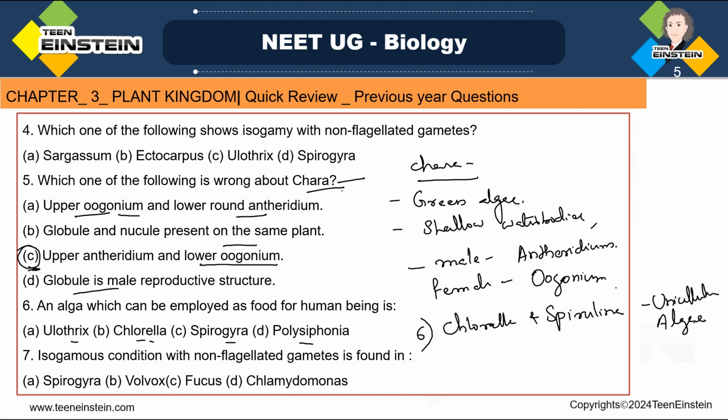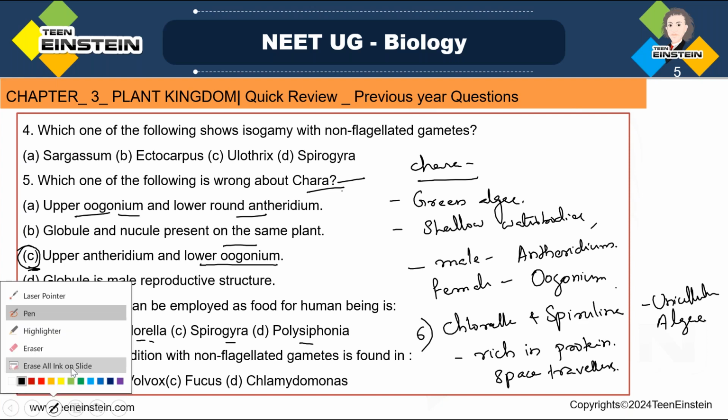And these algae are rich in protein. Okay, so they are proteinaceous, and they are used as a food supplement for space travelers. Space travelers are using this as a food supplement. Which ones? Chlorella and Spirulina. These are unicellular algae which are rich in protein, and space travelers are using them as a food supplement. Okay.